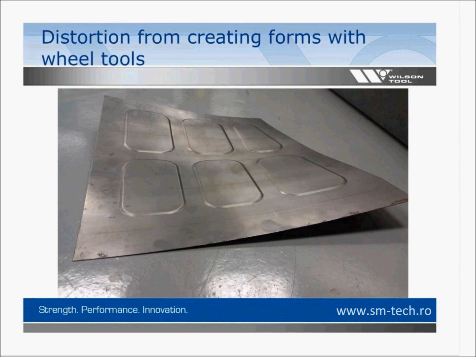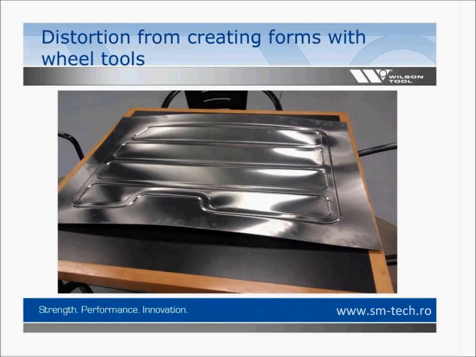Here's a very extreme example of distortion. Using the rolling offset to create these emboss patterns created a lot of distortion in this part. Also in this case, using the rolling offset to create this complicated emboss pattern created quite a bit of distortion. Now in this particular case, this customer was able to use this. This is an acceptable result for them. The part is restrained in a way afterwards that this is okay for them.